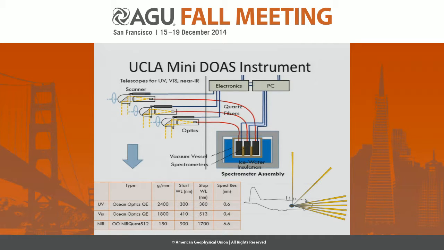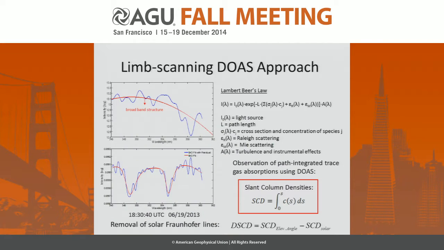Each of these telescopes recorded the backscattered radiation in the UV, visible, and near-infrared regions of the solar spectrum. Now, the data I'm going to show you here today, however, is solely in the ultraviolet. And as I did mention, this is a limb scanning device, so these telescopes were mounted to motors so we could scan above the aircraft, below the aircraft, as well as ahead of the aircraft, when conditions warranted, of course.